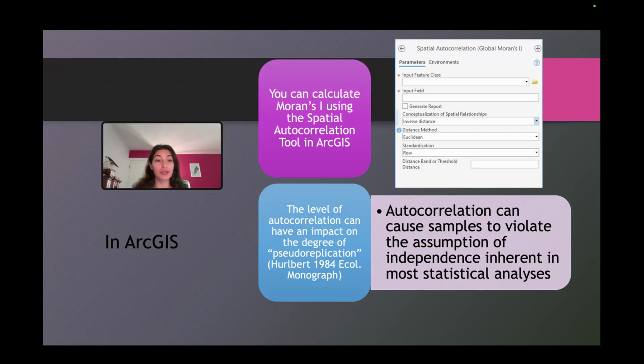So in ArcGIS, to actually utilize this tool in a much more simplified way than the last slide, you can calculate Moran's I using the spatial autocorrelation tool in ArcGIS. You'll see it's also called global Moran's I. The level of autocorrelation can have an impact on the degree of pseudoreplication as well. Autocorrelation can cause samples to violate assumptions of independence that are inherent in most statistical analyses. So something that you'll notice with all these versions of interpolation and prediction, there is no one cookie cutter approach. You have to be meaningful and intentional with what it is that you choose based on the data that you have.